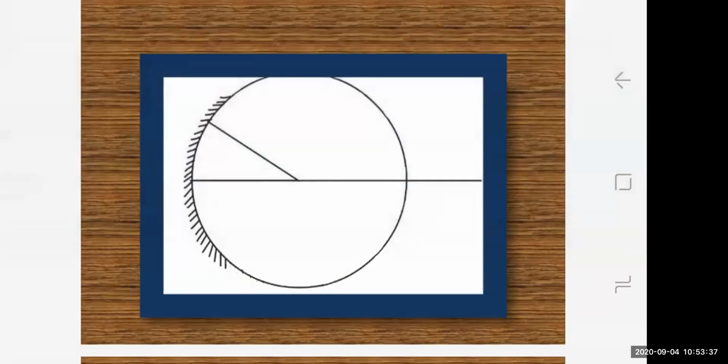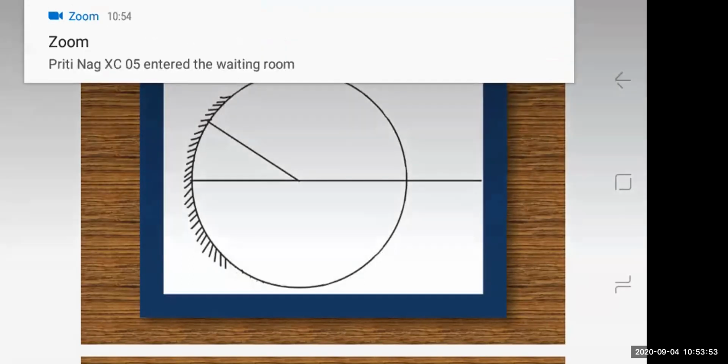Now, this spherical mirror has a center of curvature. What all things are there? The center of curvature is there. Principal focus is there. Radius of curvature is there. Principal axis and pole of the mirror. So these are some of the parts of the spherical mirror.